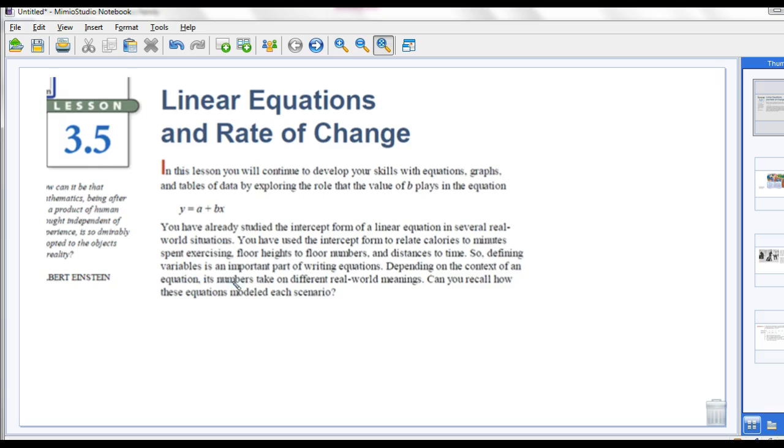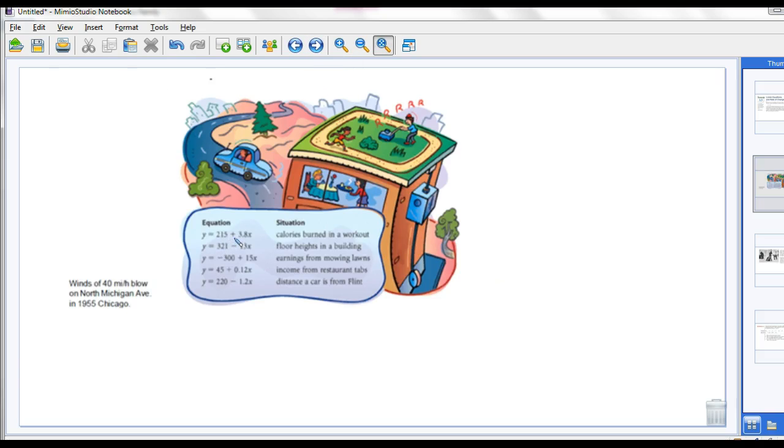Defining variables is an important part of writing equations. Depending on the context of an equation, its number takes on different real-world meanings. Can you recall how these equations modeled each scenario? Let's look at these equations. We had y equals 215 plus 3.8x, calories burned during a workout. She started at 215 and added 3.8 calories burned per minute.